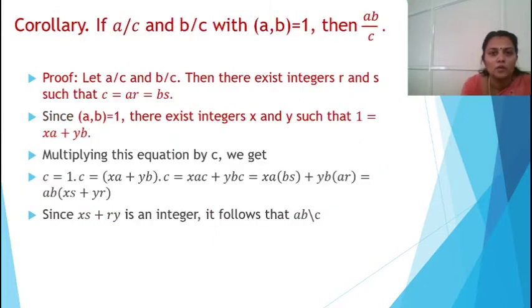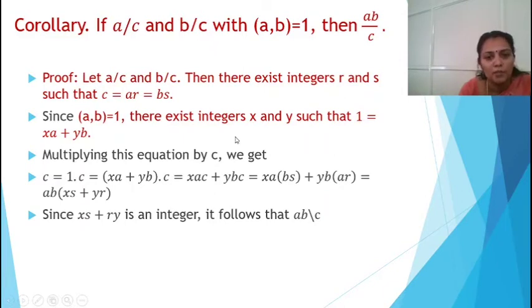Now we have one more corollary. If a divides c and b divides c with GCD of a and b equal to 1, then ab divides c. Let a divide c and b divide c. Then there exist integers r and s such that c equals ar and c equals bs. Since GCD of a and b equals 1, there exist integers x and y such that 1 is equal to xa plus yb.